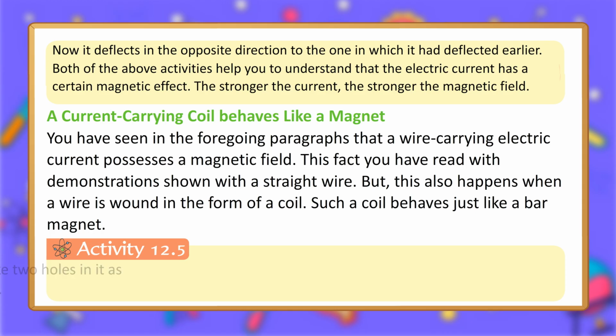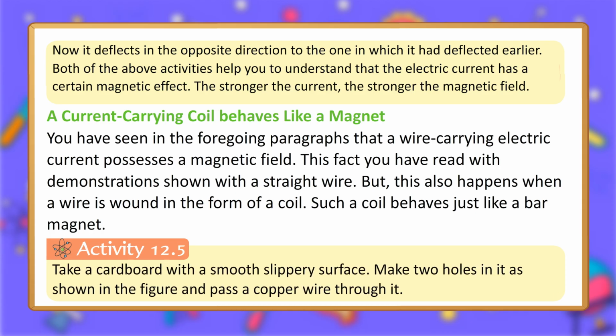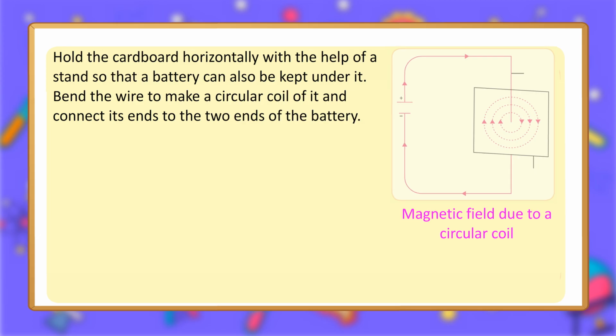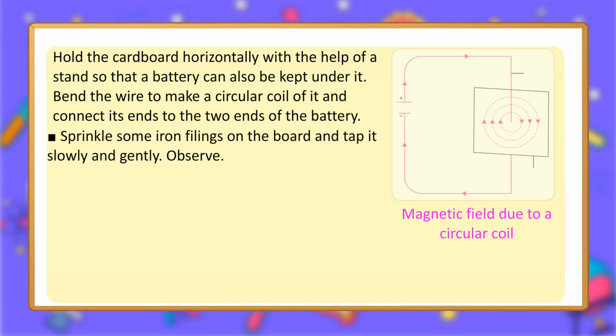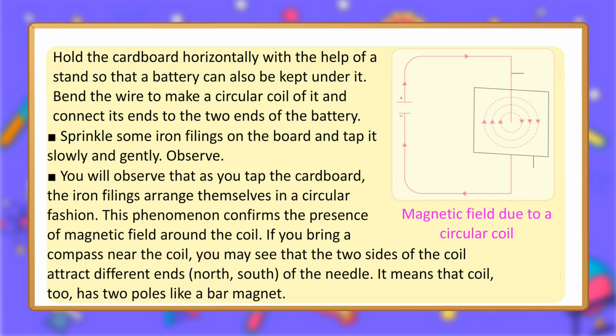Activity 12.5. Take a cardboard with a smooth slippery surface. Make two holes in it as shown in the figure and pass a copper wire through it. Hold the cardboard horizontally with the help of a stand so that a battery can also be kept under it. Bend the wire to make a circular coil of it and connect its ends to the two ends of the battery. Sprinkle some iron filings on the board and tap it slowly and gently. Observe. You will observe that as you tap the cardboard, the iron filings arrange themselves in a circular fashion.